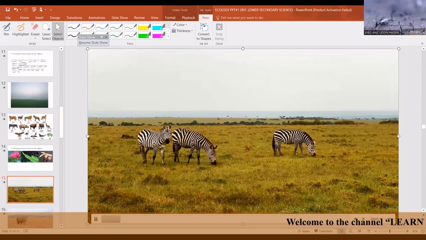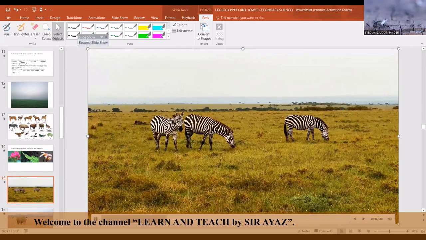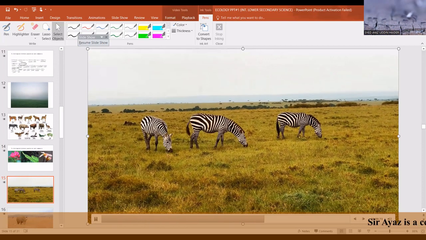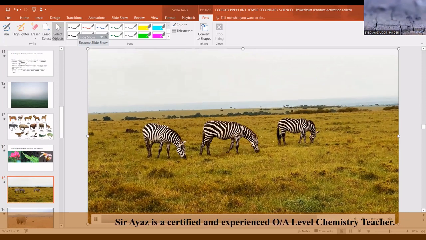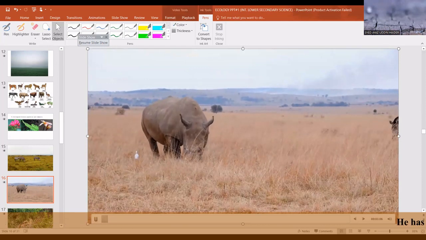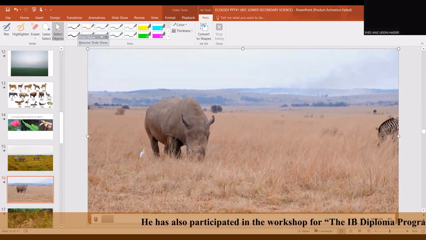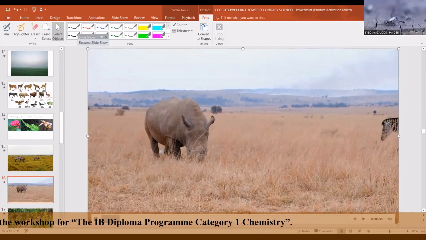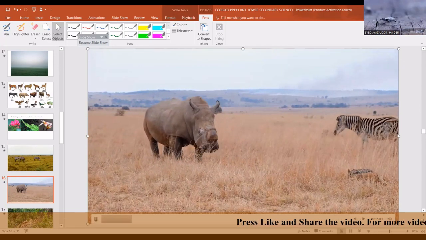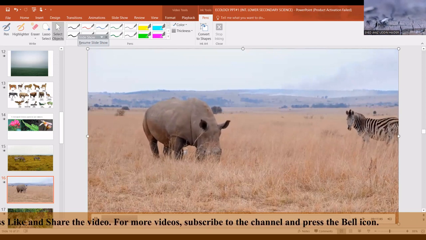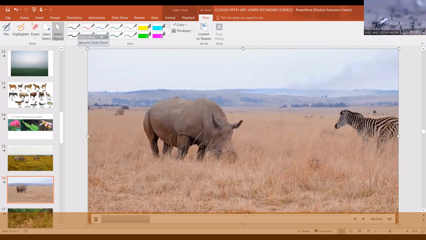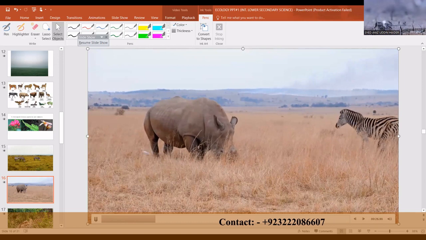So these are zebras grazing on grassland. Here's another example of animals found on grassland. This is a rhinoceros and a kind of stork. And you can also see a zebra on the right hand side of this grassland. And there's a jackal coming also between these two. So these are some common animals you will find on the grassland.